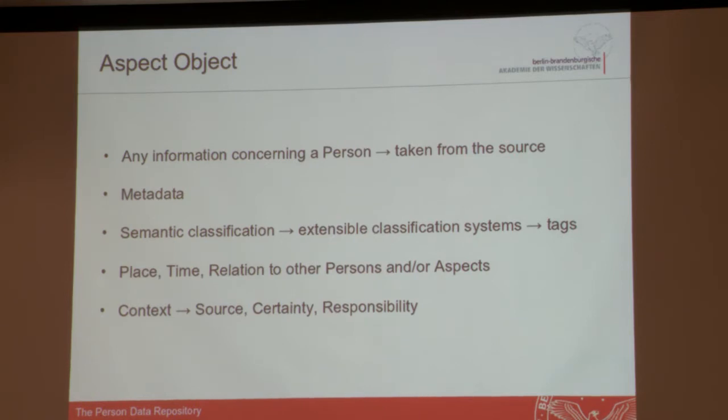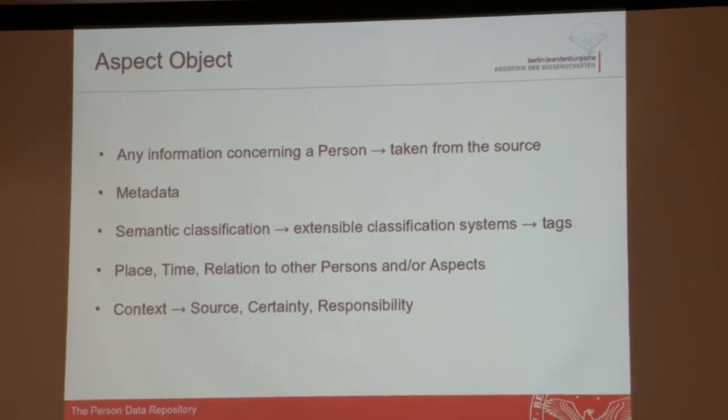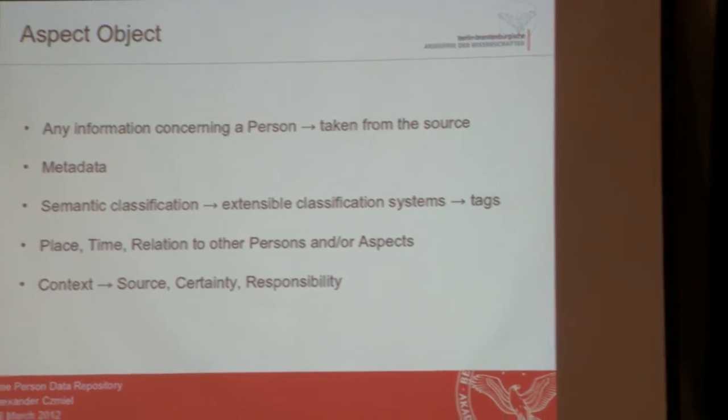So we don't label the information directly. And the aspect objects additionally have geographical statements, time statements, relationships to persons and other objects, other aspects. And the context, of course, as I said: the source I come from, the certainty, and the responsibility, which means who am I, the user who is generating this aspect object.